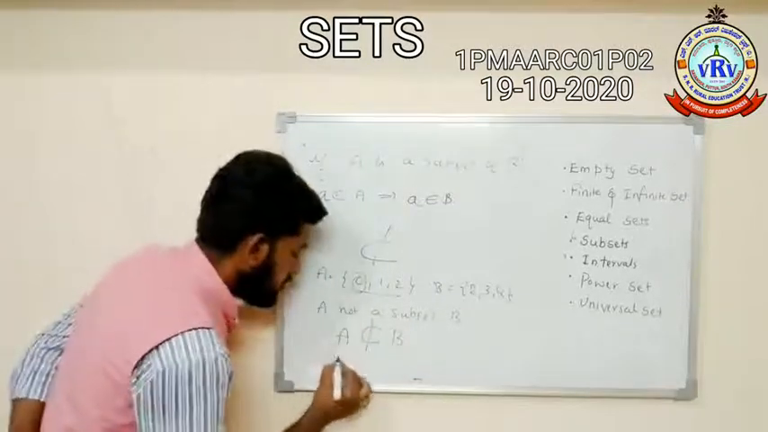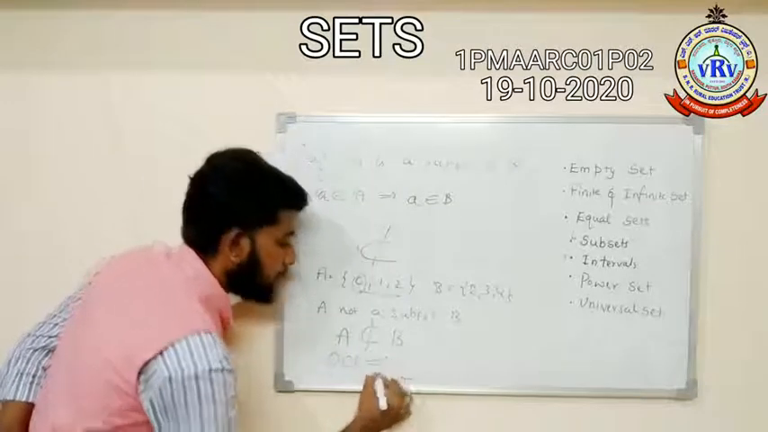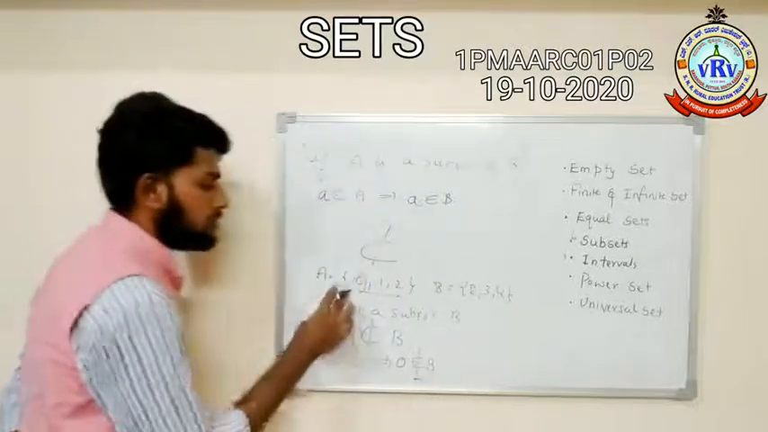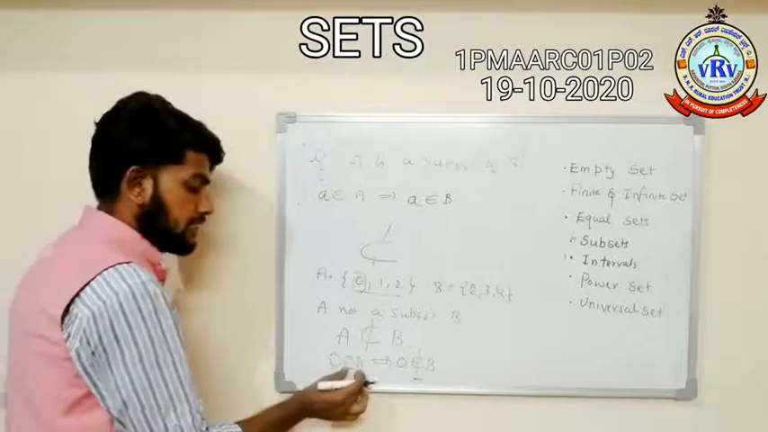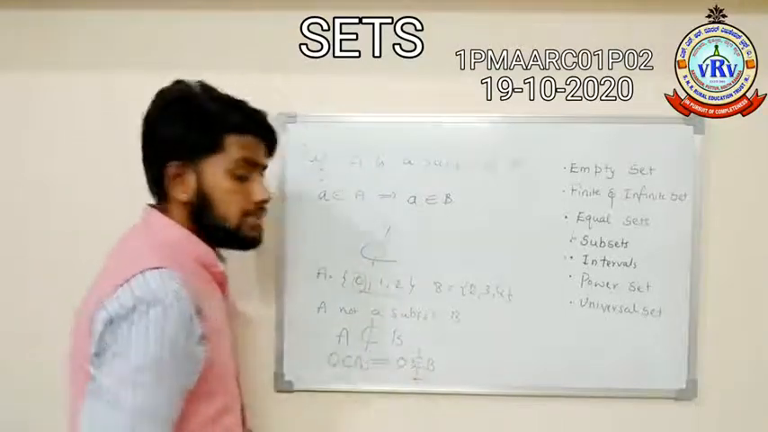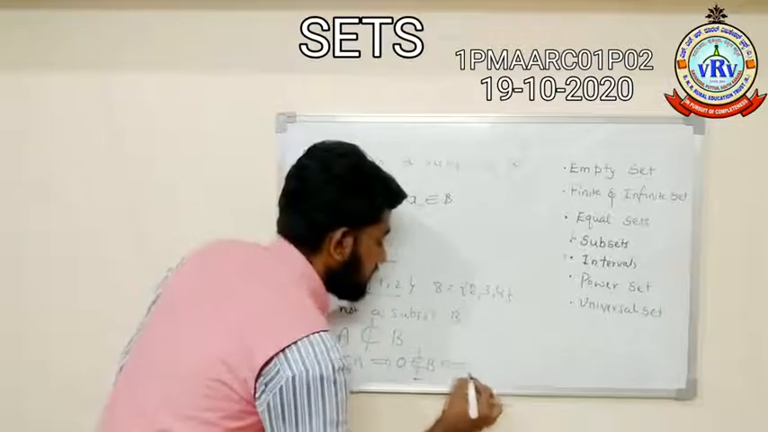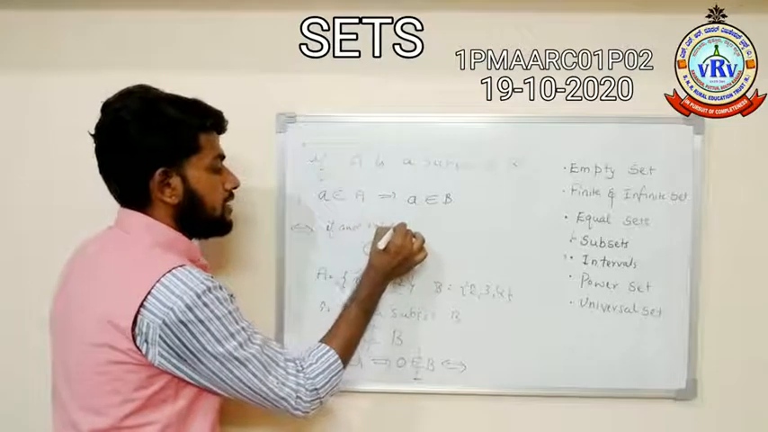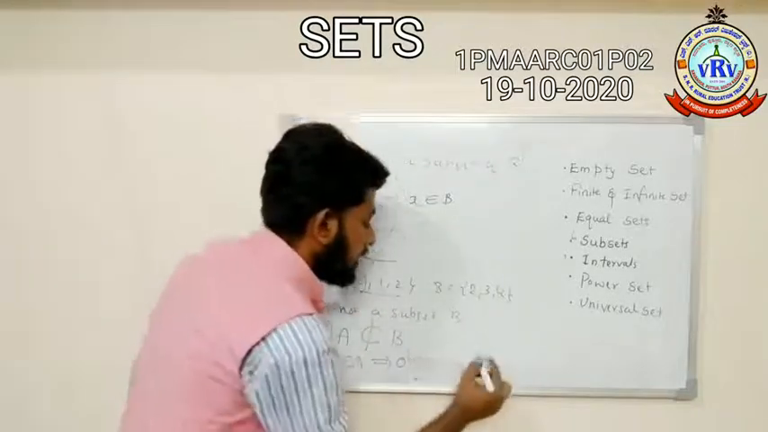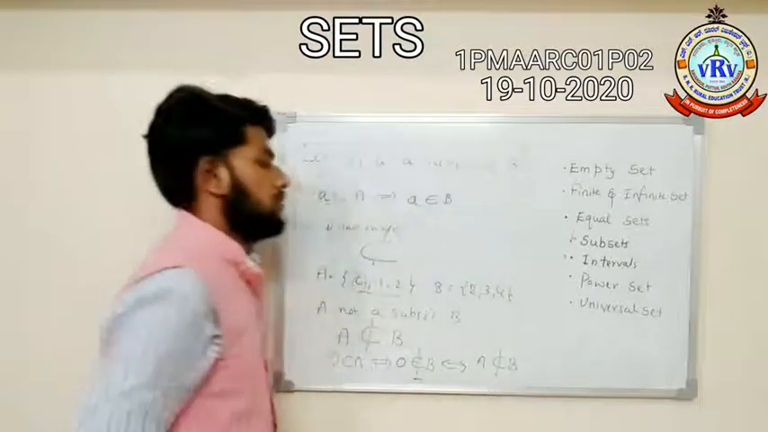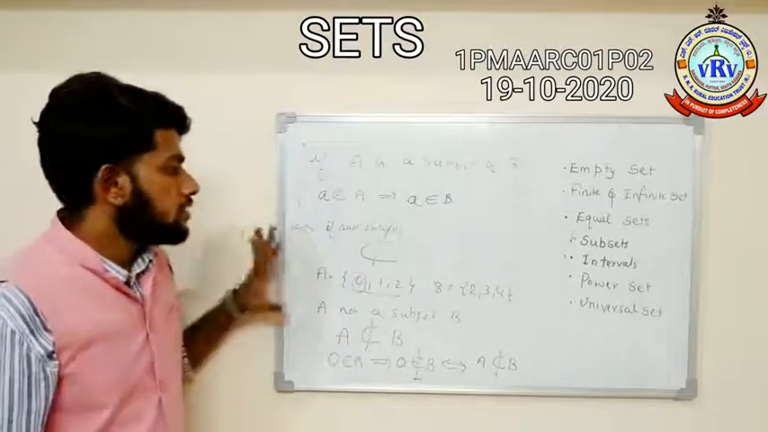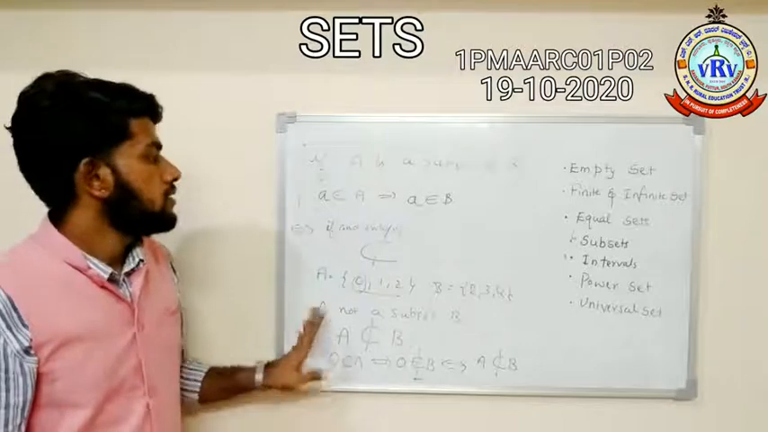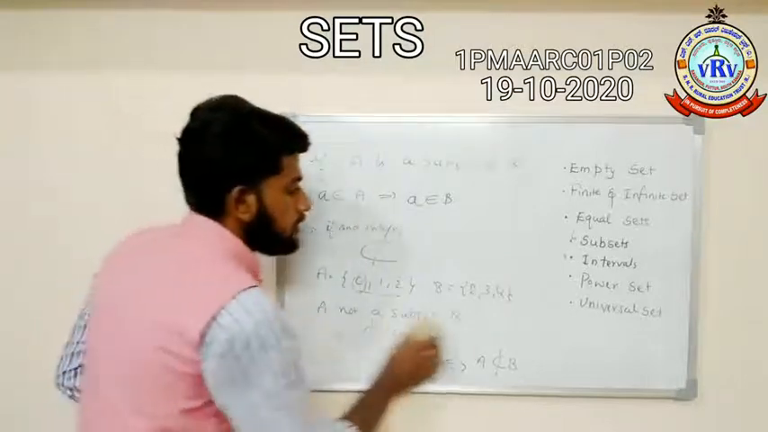And here 0 belongs to the set A, which implies 0 does not belong to the set B. 0 belongs to the set A, it is there in the set A, and 0 does not belong to the set B, which implies, this symbol means if and only if, A is not a subset of B. Clear about the subset and the notation we are using for the subset? Okay. Next we will move forward.